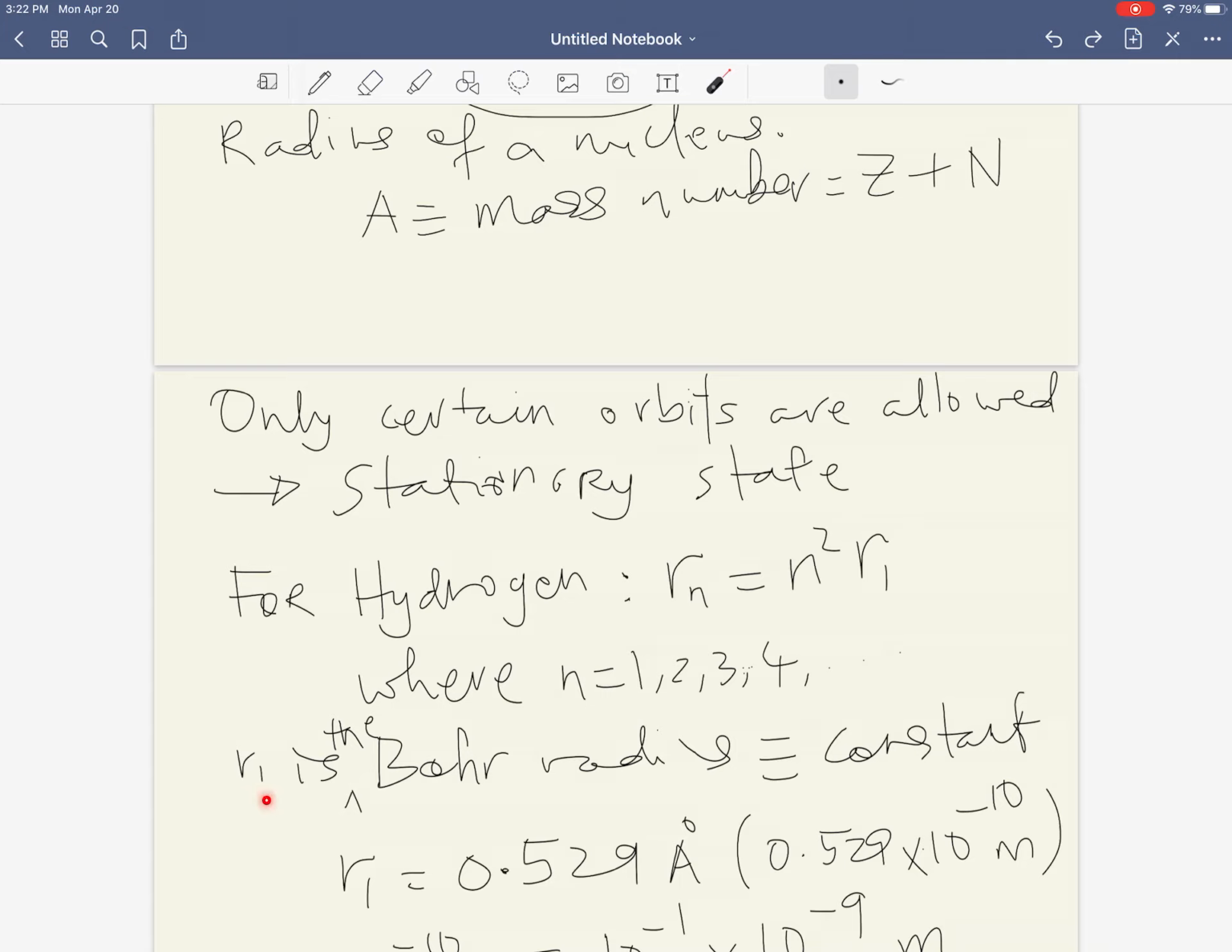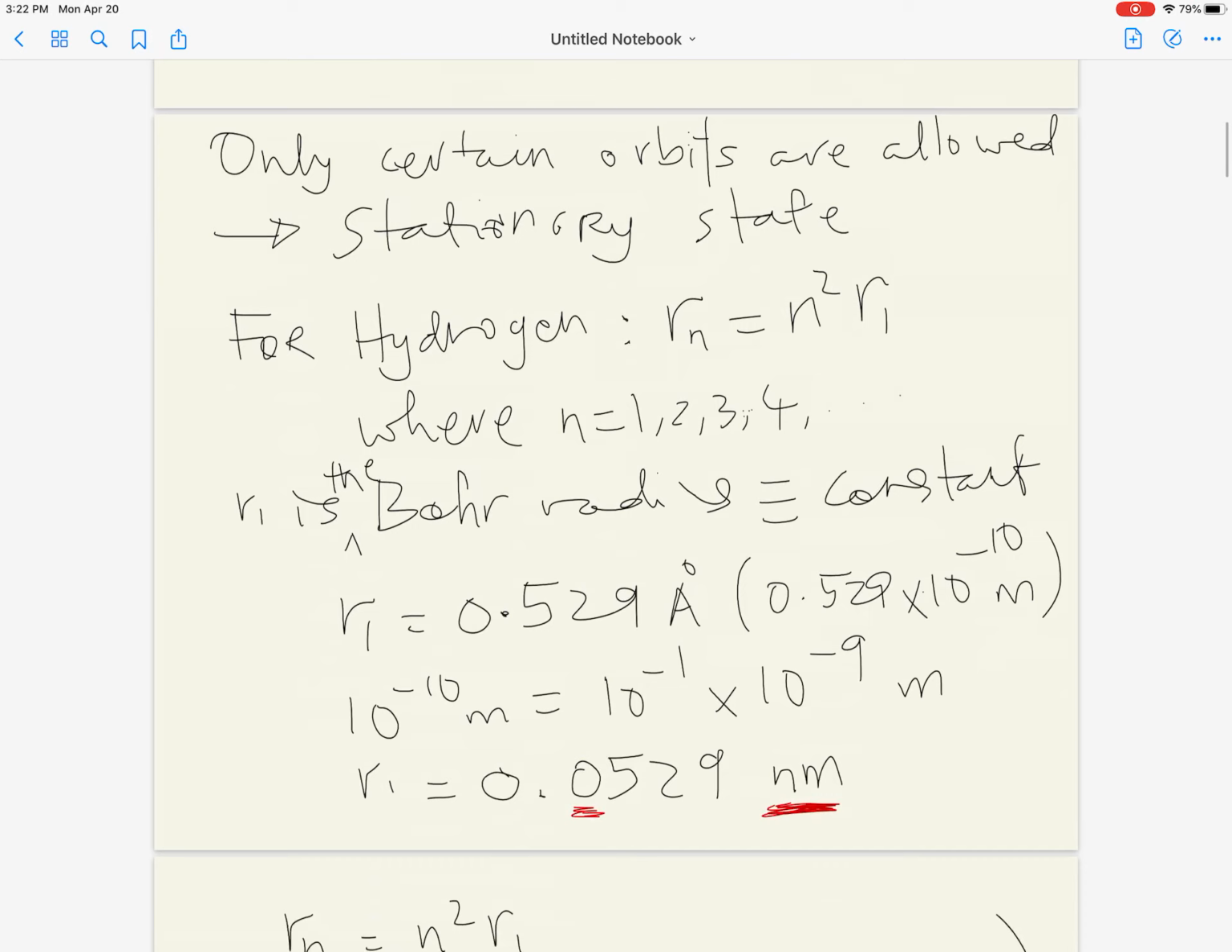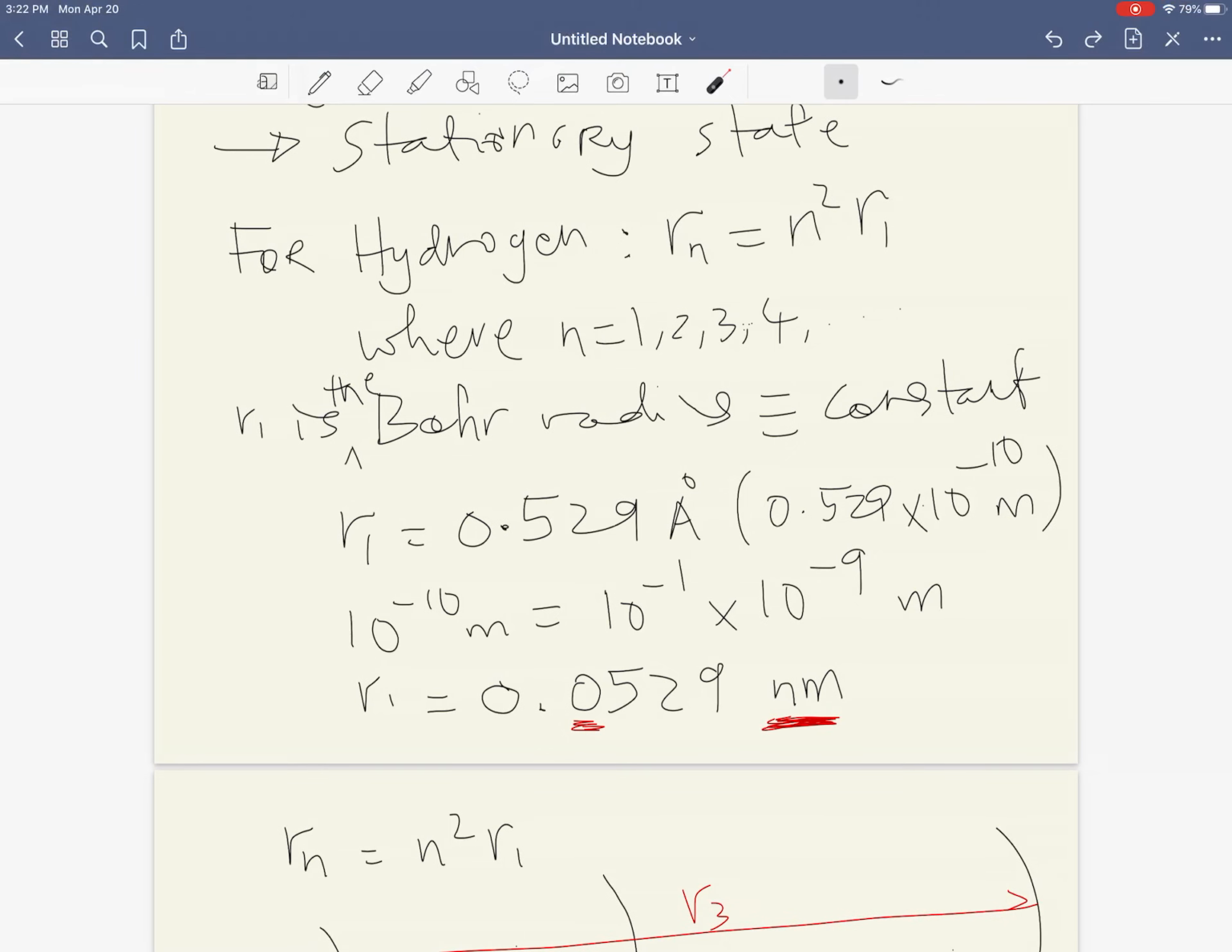And when we did the calculation, you also notice that r1 comes out of only physical constants. So it is itself a constant. r1, the Bohr radius, is constant. And its value is 0.529 angstroms, or 0.529 times 10 to the negative 10 meters.